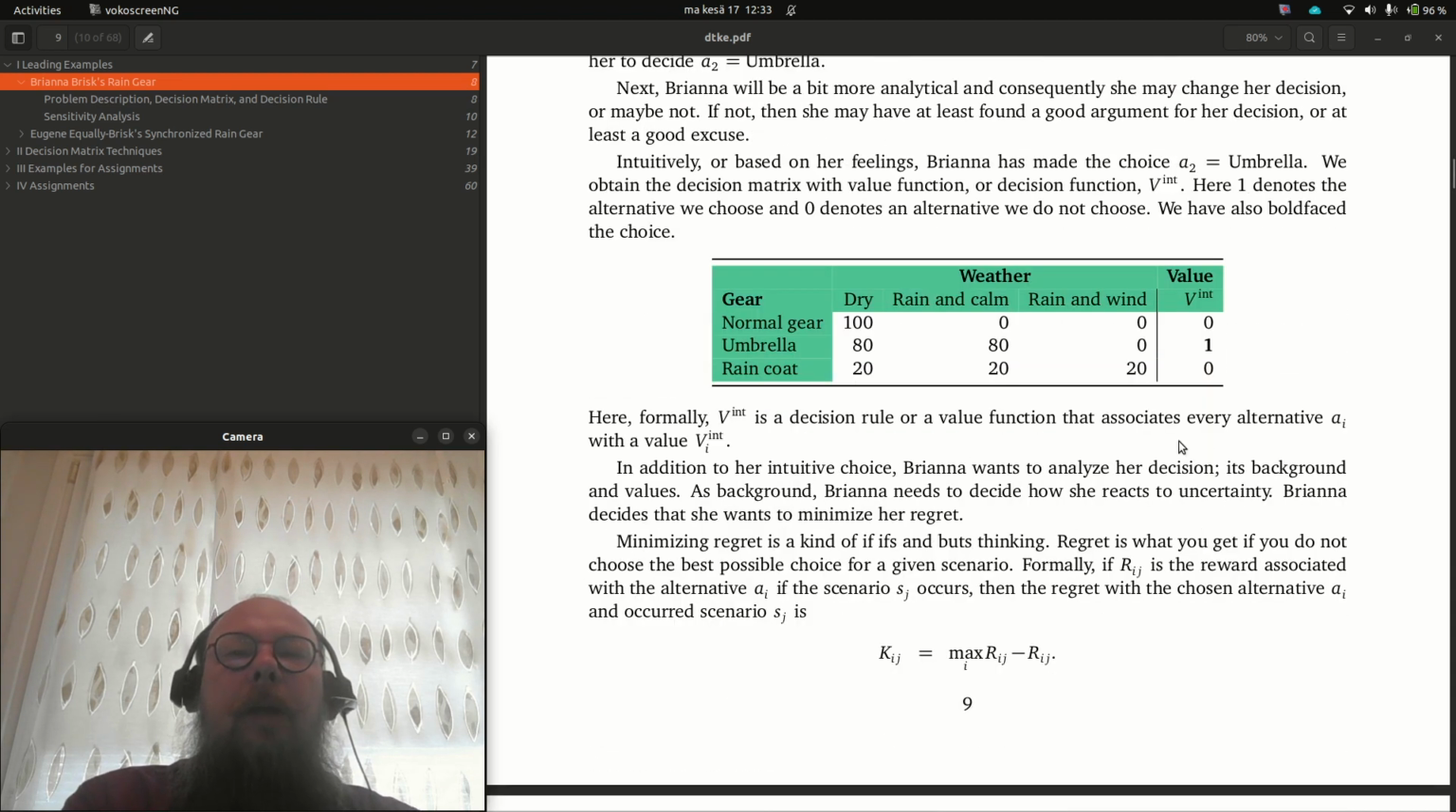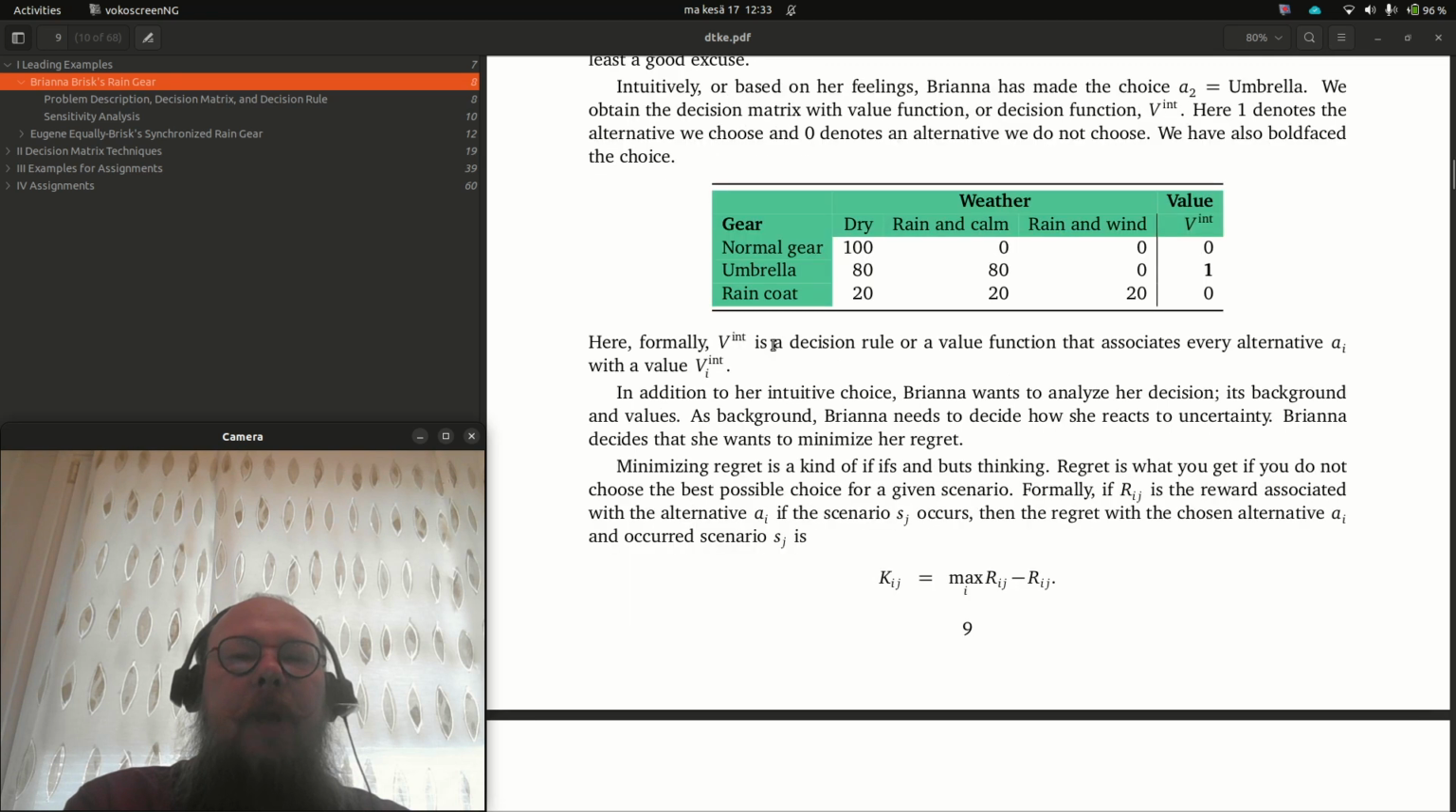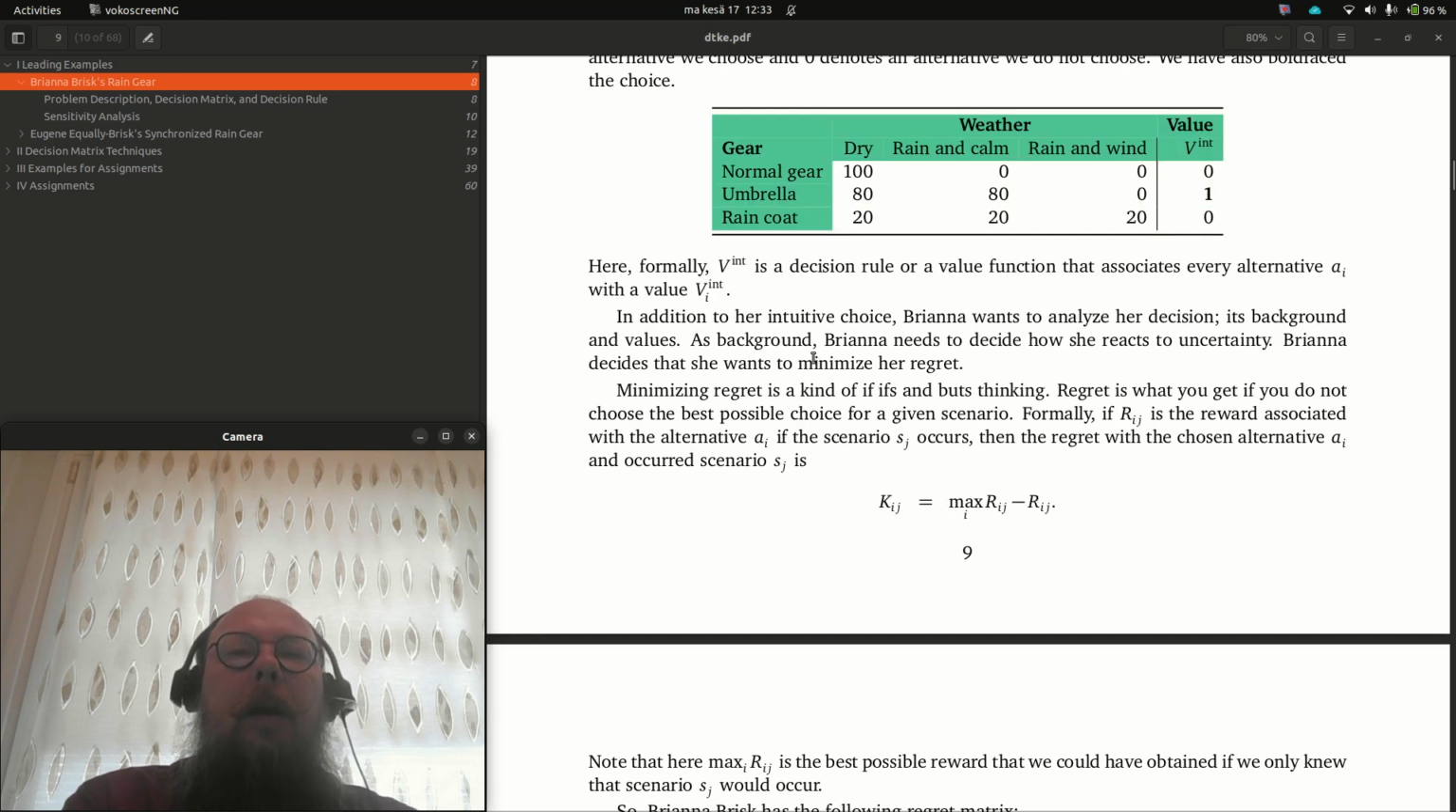All right, so that was just recording this intuitive choice here. Nothing much here. But then, in addition to this intuitive choice, Brianna wants to analyze her decisions, its background and values. And as background, Brianna needs to decide how she reacts to uncertainty. So this is the key problem now.